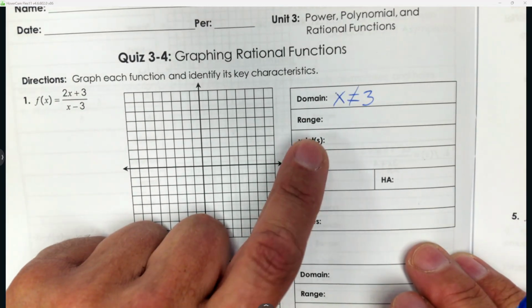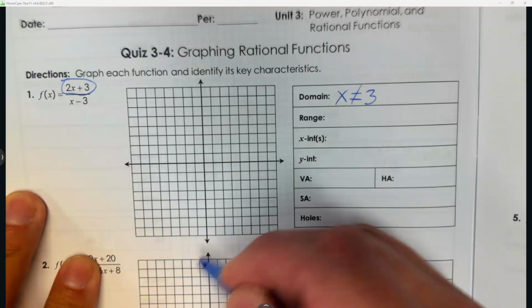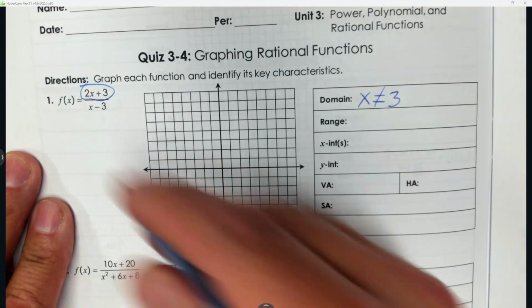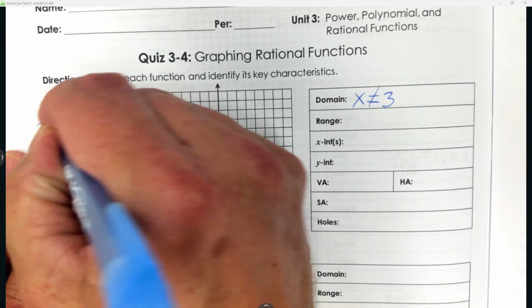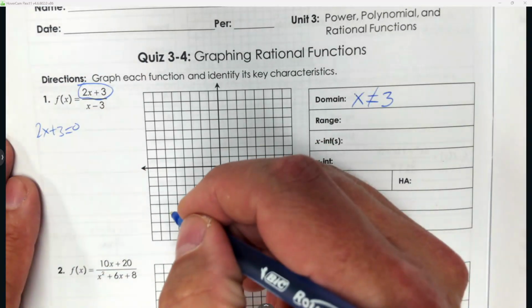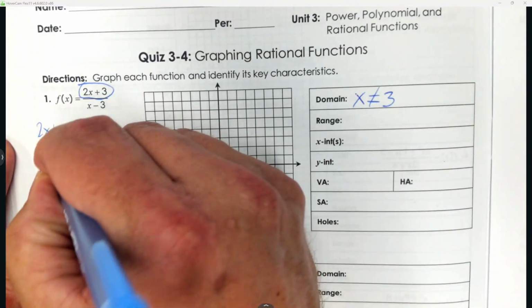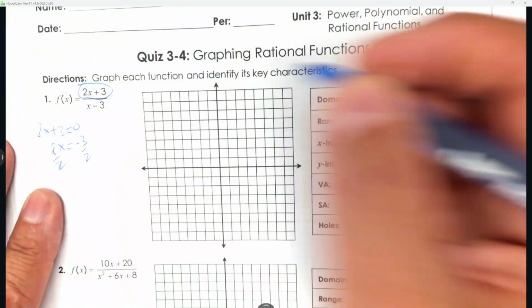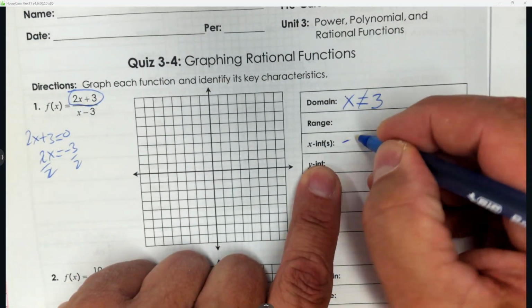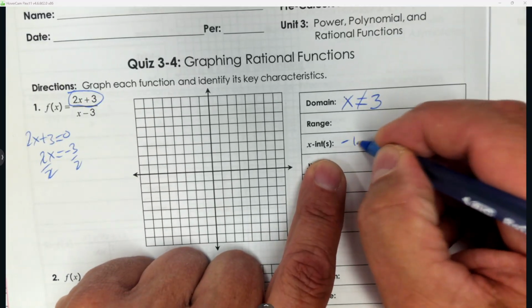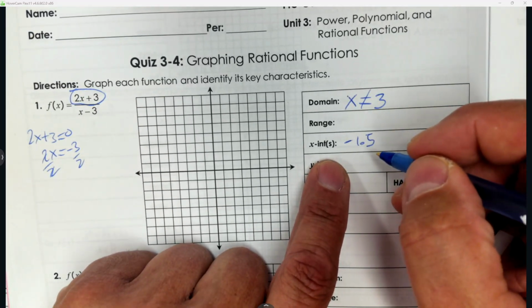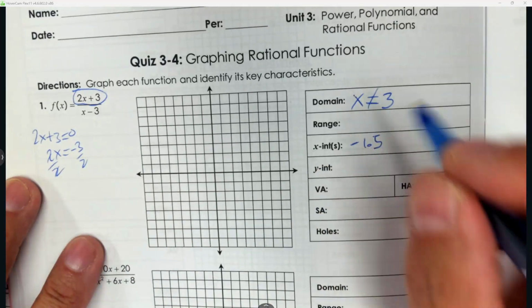The range we're going to skip right now. The x-intercept comes from the numerator. Now this is actually going to be a fraction in that form. So if we work backwards, we would actually subtract 3 and divide by 2. So the 0 that's there, the x-intercept's negative 3 over 2 or negative 1.5. A little tricky.